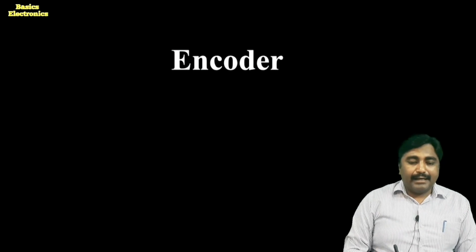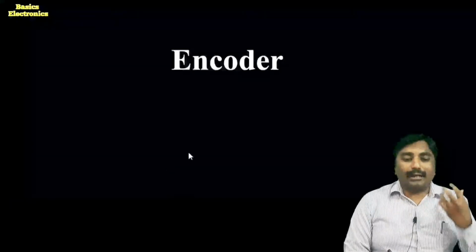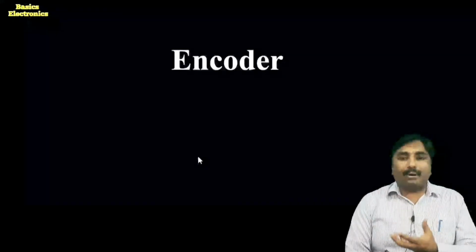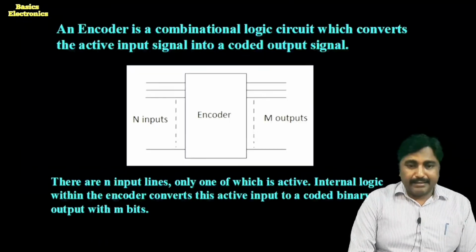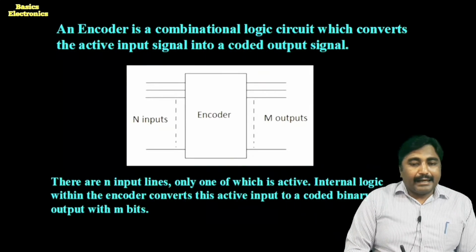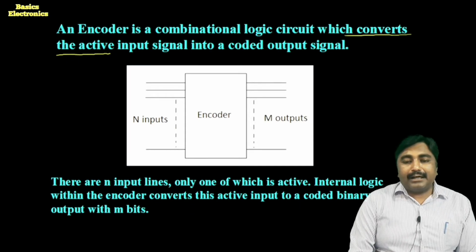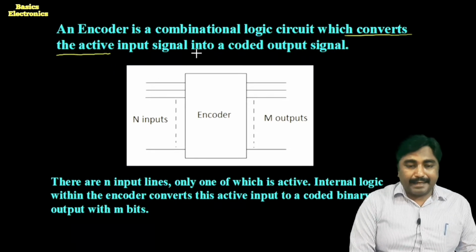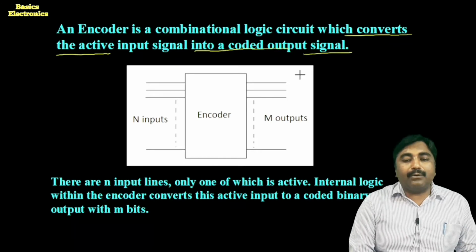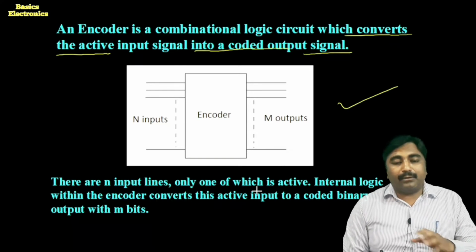Now we have to see the encoder. The encoder is one form of the multiplexer. The encoder is a combinational logic circuit which converts the active input signal, or the active inputs we can say, into a coded output signal. Here a block diagram or symbol of the encoder is shown.